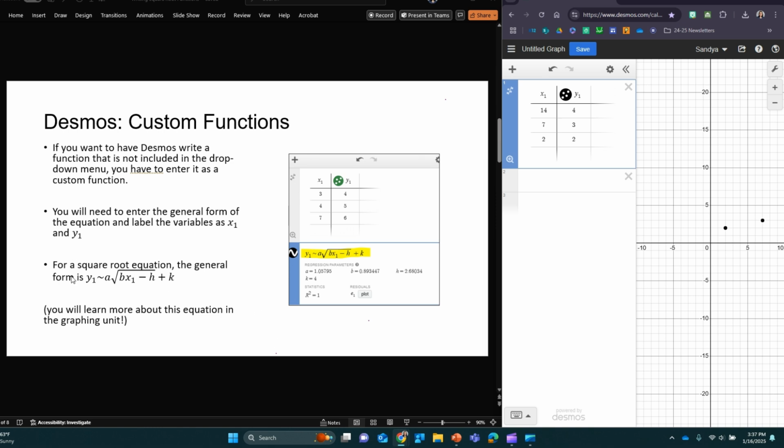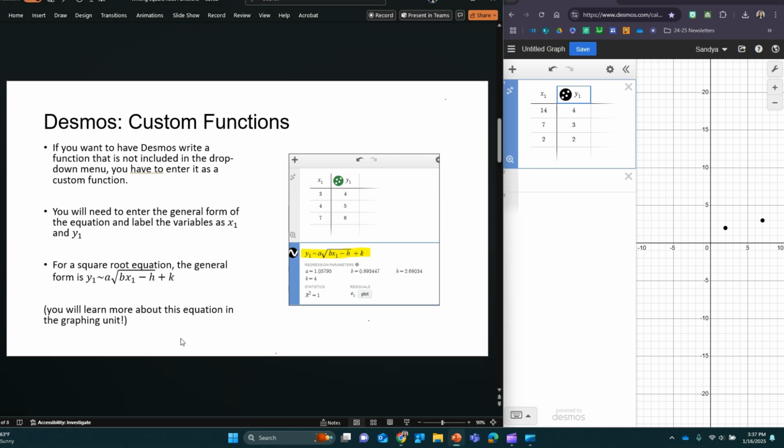So for square root functions, we're actually going to go ahead and enter y1, and then we're going to say approximately, because we're going to tell it to approximate the equation, and that's a square root of bx1 minus h plus k. The reason we substitute x and y with y1 and x1 is because you can see here the table is already labeled x1 and y1. And we want to make sure that Desmos is using these values we've entered in this table to go ahead and write the equation. If you're wondering what this A, B, H, and K stand for, we'll actually learn more about it in our upcoming graphing unit.